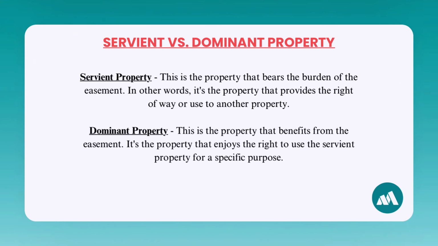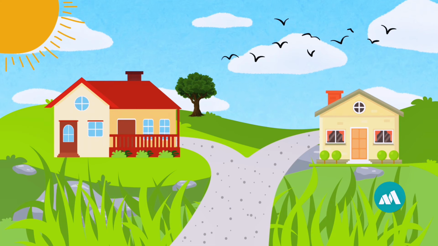It's the property that enjoys the right to use the servient property for a specific purpose. Let's consider a shared driveway between two homes. This is an example of an easement appurtenant, where both properties benefit from the use of the driveway. However, one property typically has the legal right to use the driveway over the other.